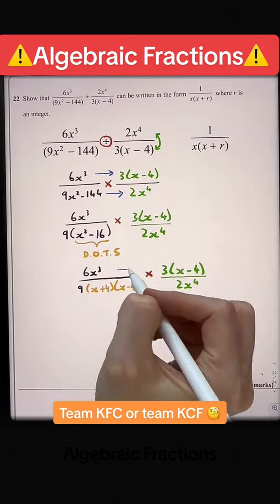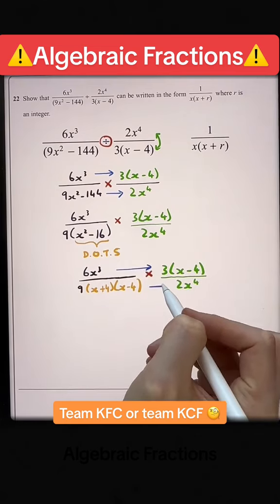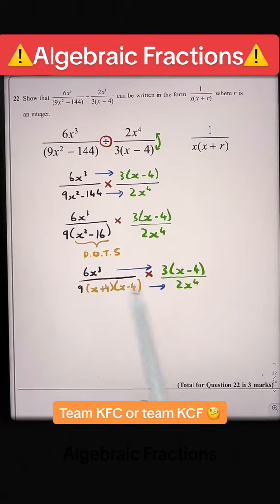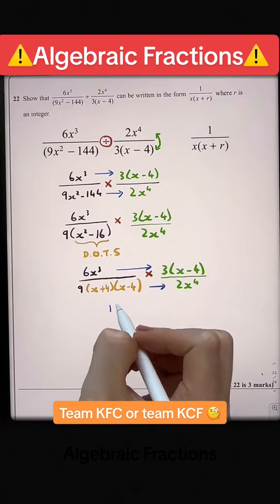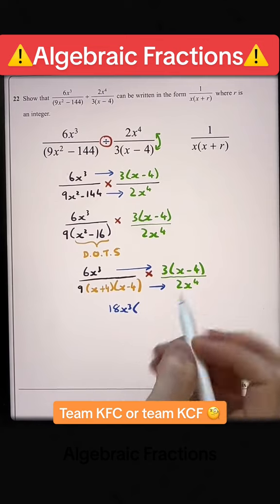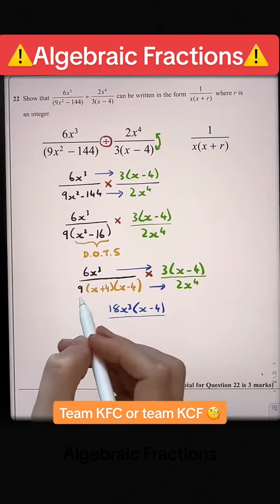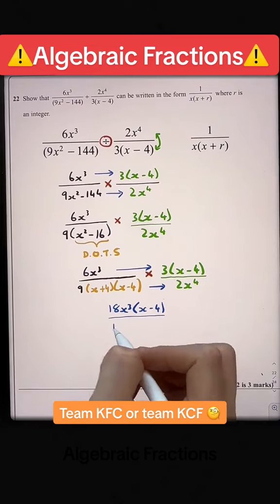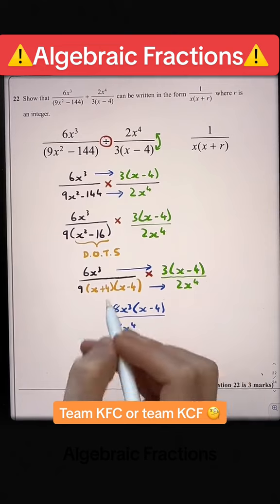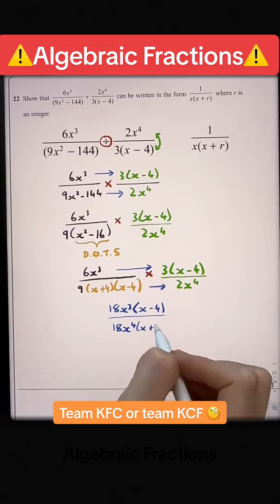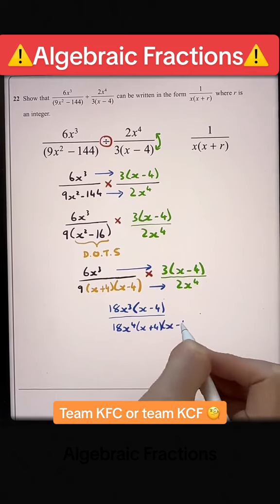When multiplying fractions, I just multiply the tops and multiply the bottoms separately. On the top, 6x cubed times 3 will give us 18 lots of x cubed, and it's still multiplied by a single bracket of x minus 4. On the bottom, I know that 9 times 2x to the power 4 will give us 18x to the power 4, and it's still multiplied by x plus 4, multiplied by, in brackets, x minus 4.